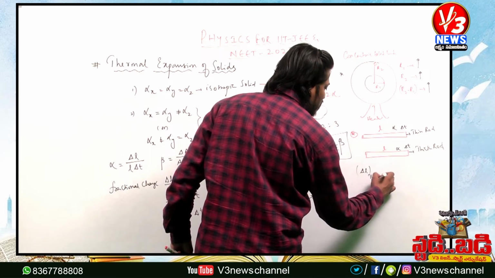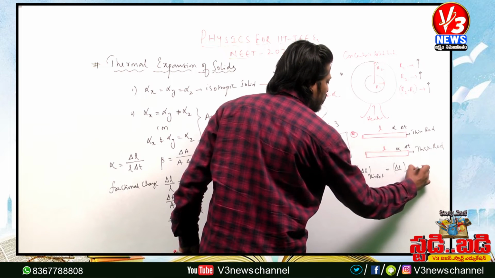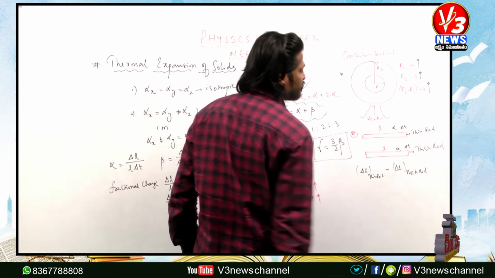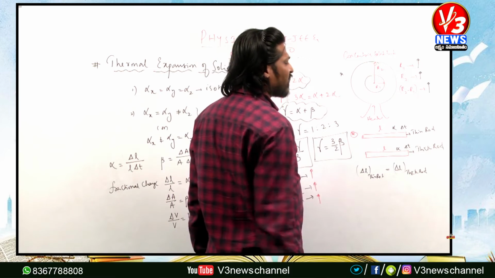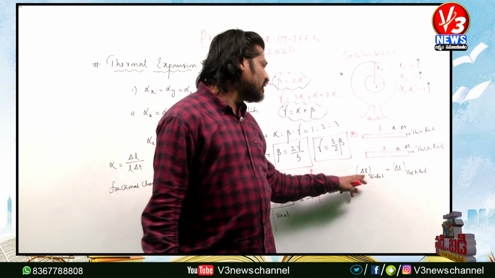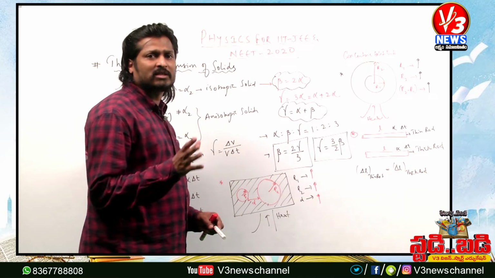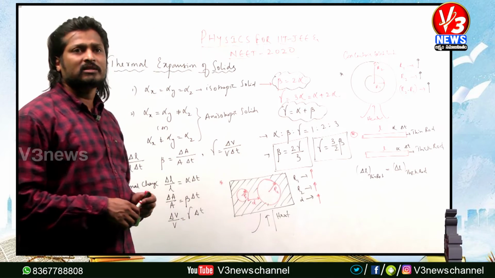The expansion of the thin rod will be equal to the expansion of the thick rod, because it is made of the same material. Alpha is the same, delta T is also the same. That is the reason I can say that delta L of the thin rod will be equal to delta L of the thick rod. That means the expansion in both of them remains the same.